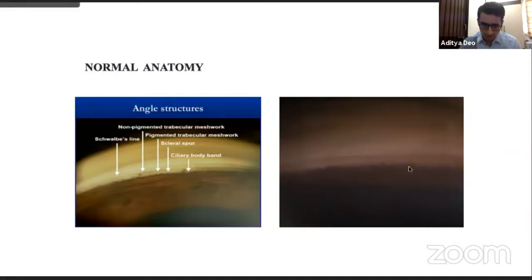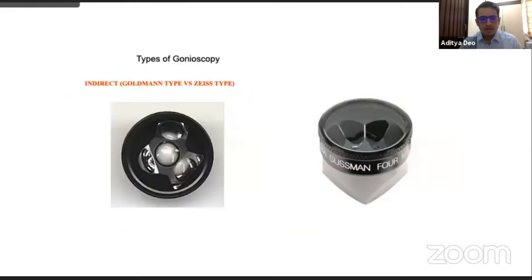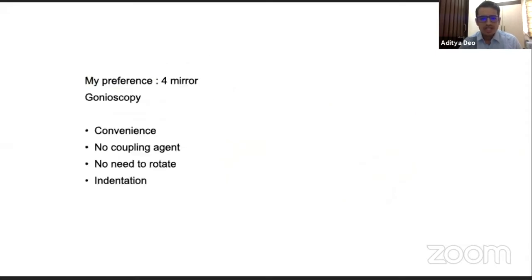The normal angle structures we should look for, from anterior to posterior, are the Schwalbe's line, then non-pigmented trabecular meshwork, pigmented trabecular meshwork, scleral spur, and ciliary body band. We all do mostly indirect gonioscopy in our OPD with 3 mirror and 4 mirror, that is the Zeiss and Sussman type. I personally prefer 4 mirror gonioscopy because it is convenient, no coupling agent is needed, no need to rotate the lens, and indentation gonioscopy is important.